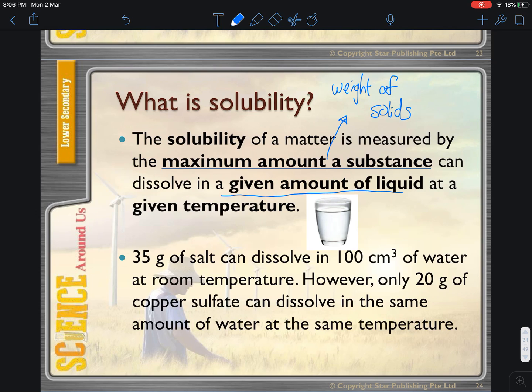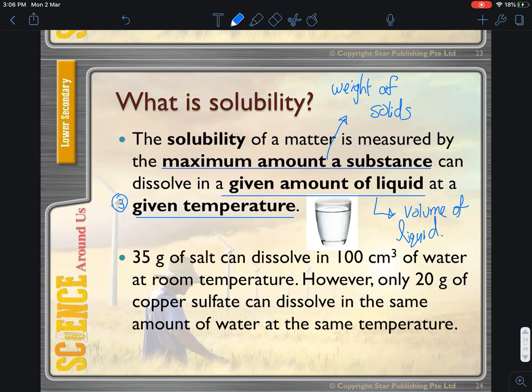Given amount of liquid, which is the second one, is basically the volume of liquid used. In this case, most of the time it's water, or it can be a solvent, etc. At a given temperature is the third point. Why do we say at a given temperature? Because temperature can influence the solubility of the material.